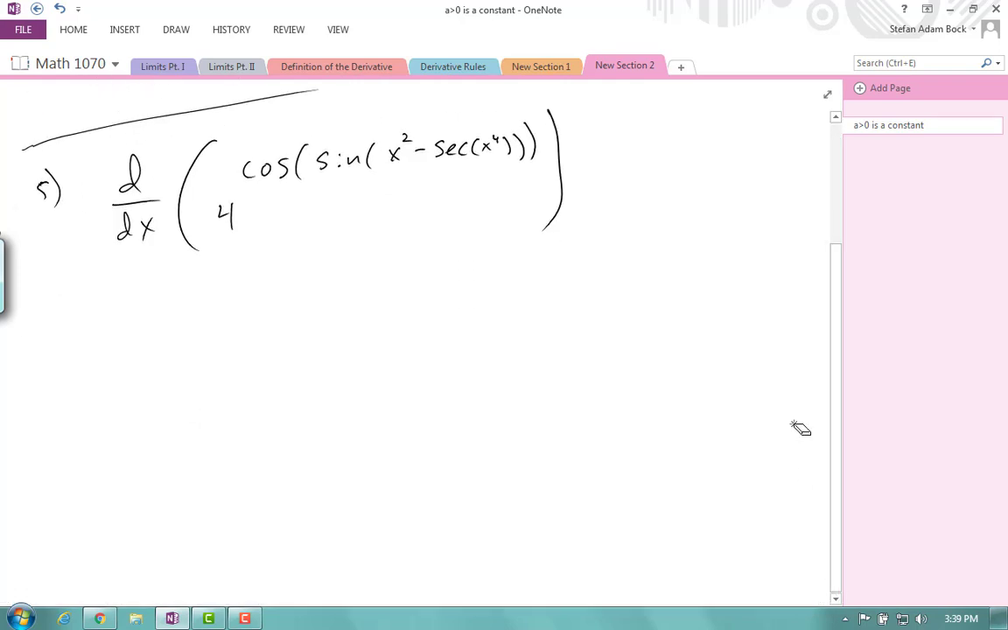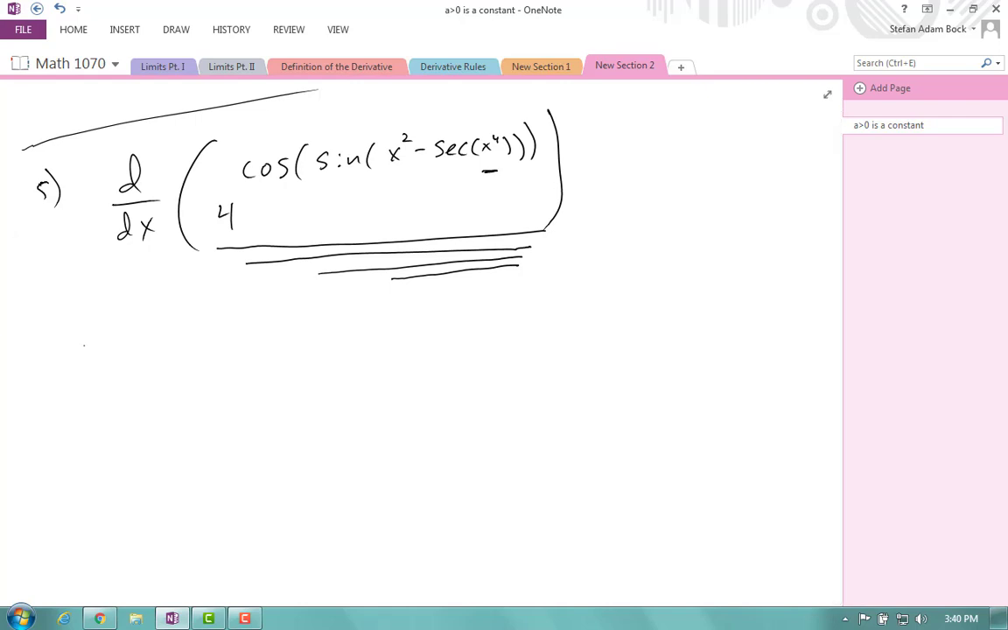So let's try this. First up, I have 4 to a power. Okay. Inside of that, I have cosine of some stuff. Inside of that, I have sine of some stuff. And inside of that, I have x squared minus secant of x to the 4th. Now that's going to require its own little chain rule, even though the x squared will not. So let's see how well I can write this out.